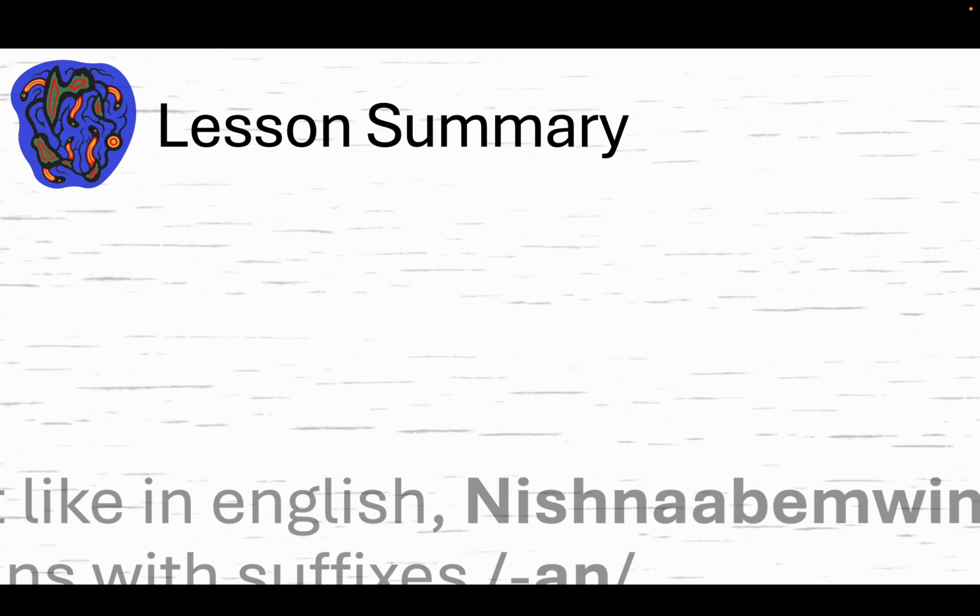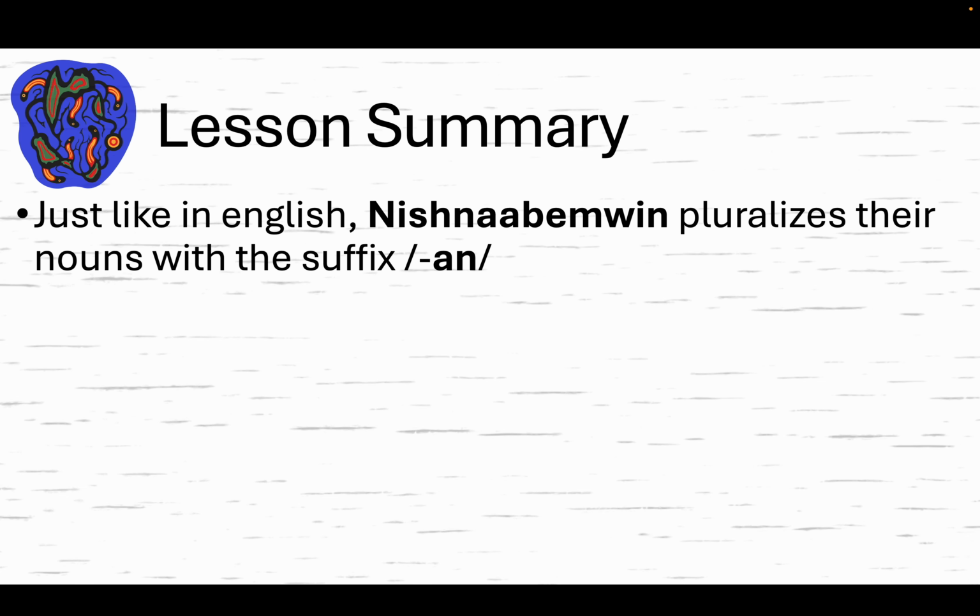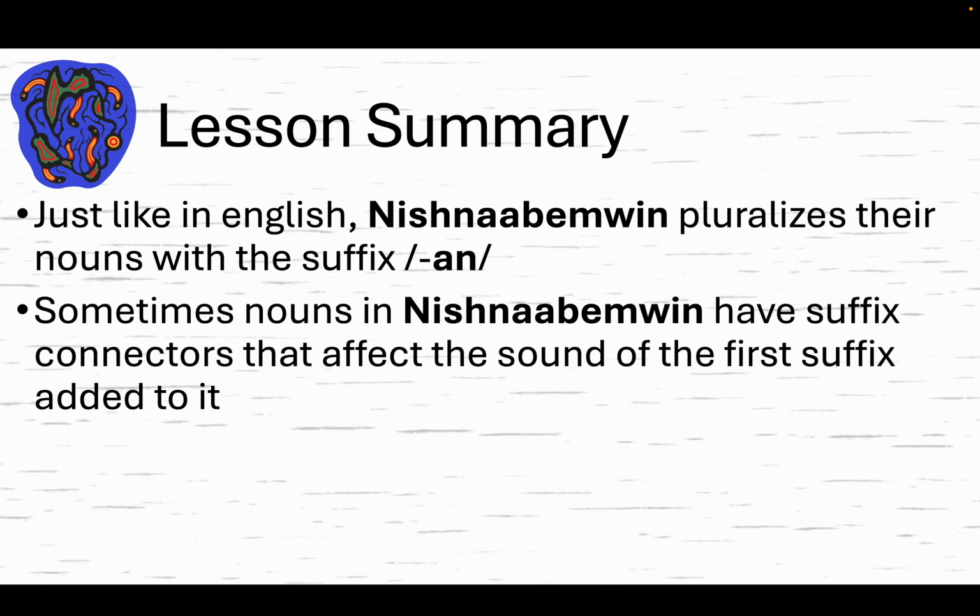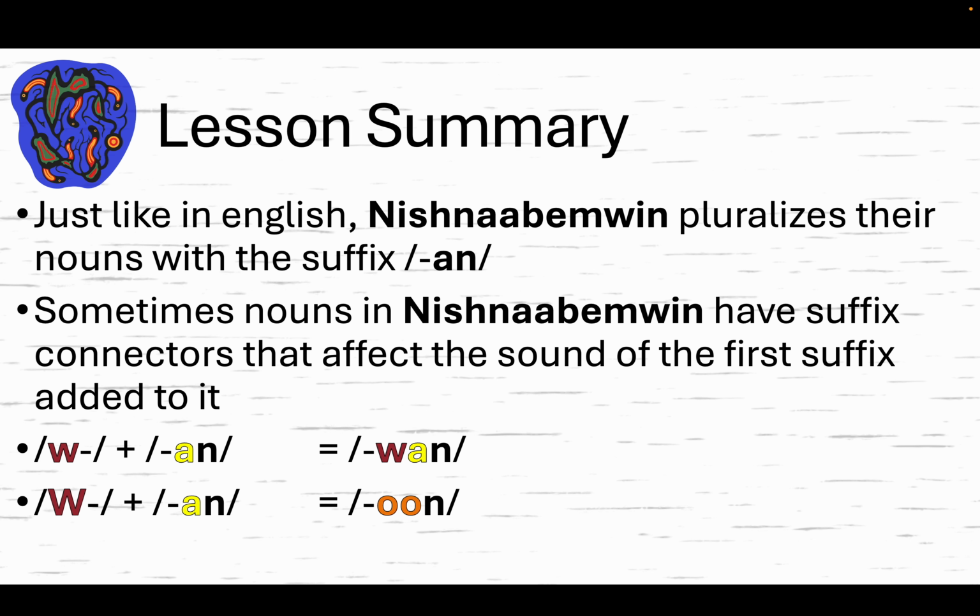Lesson summary. Just like in English, Nishnaabemwin pluralizes their nouns with the suffix an. Sometimes nouns in Nishnaabemwin have suffix connectors that affect the sound of the first suffix added to it. Lowercase w suffix connectors, when we add the an, will pronounce all the sounds, W-A-N. Capital W's and the plural an suffix will morph together to form the own suffix, O-O-N. Y suffix connectors, when they add the an suffix, will produce an in suffix, I-I-N.